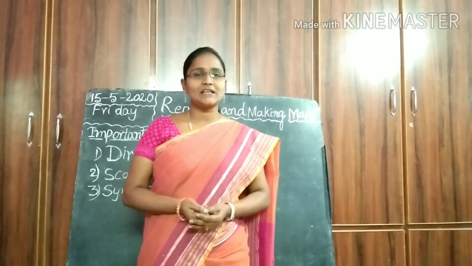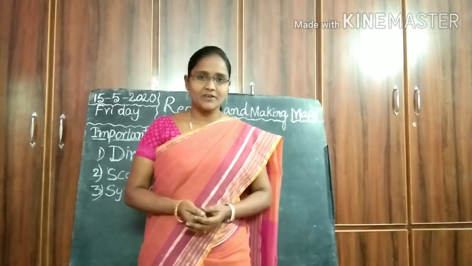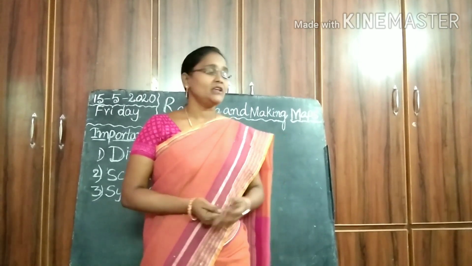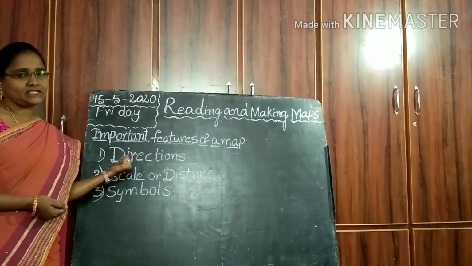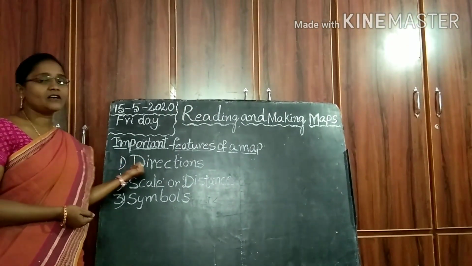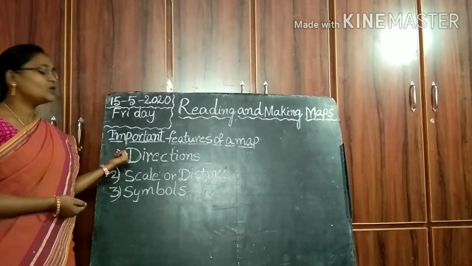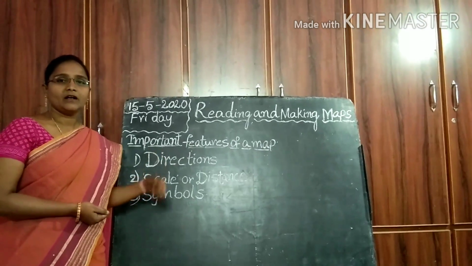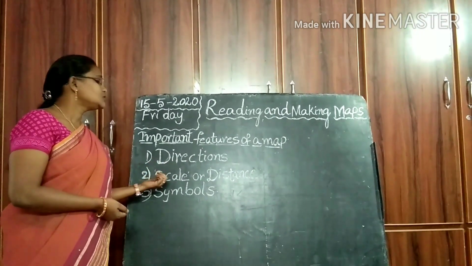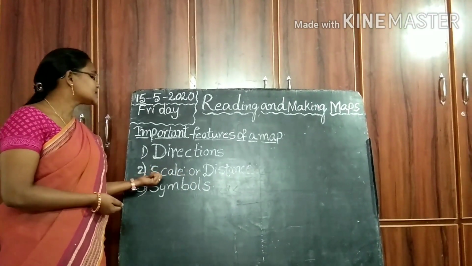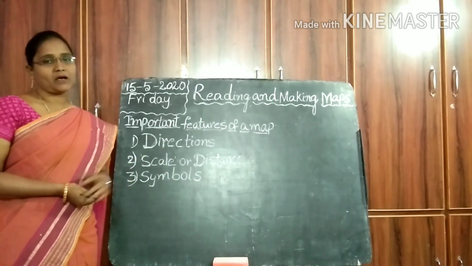Sixth class social. In the previous class, we discussed the important features of a map. In the previous lesson, we discussed directions. Directions are very useful in our daily life. We also discussed what the directions on the map are. So now today we have to discuss the scale or distance on the map and symbols on the map.